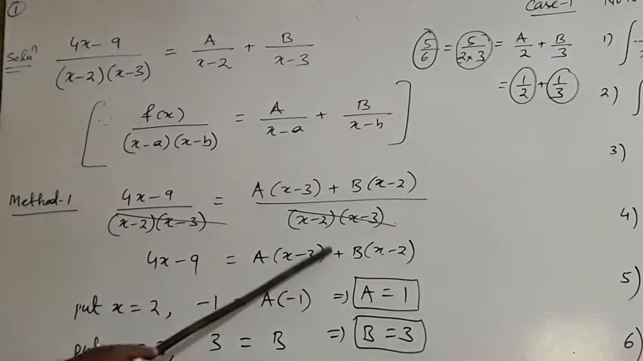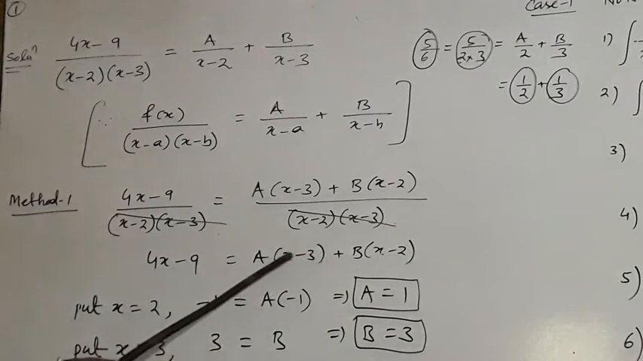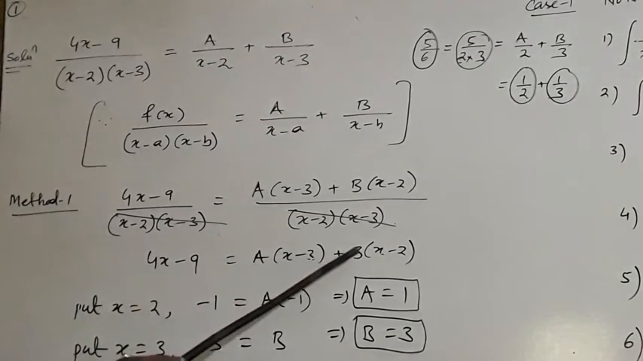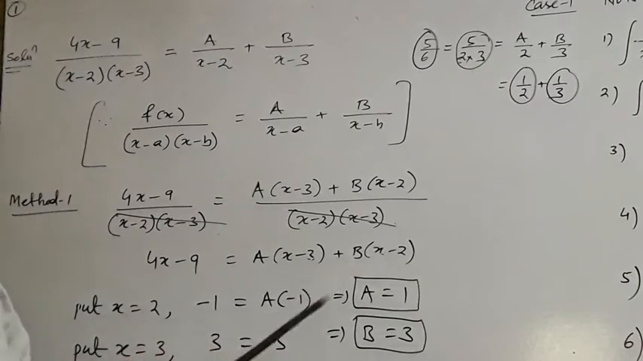Then you can tell what I will put next to find b. Put x is equal to 3. Make this part 0. So we have to put x is equal to 3 on both sides. If we put 3, it becomes 12 minus 9, 3. This part becomes 0. Only b into 1. So b is what? 3. So a is equal to 1 and b is equal to 3. Okay, a is equal to 1 and b is equal to 3.